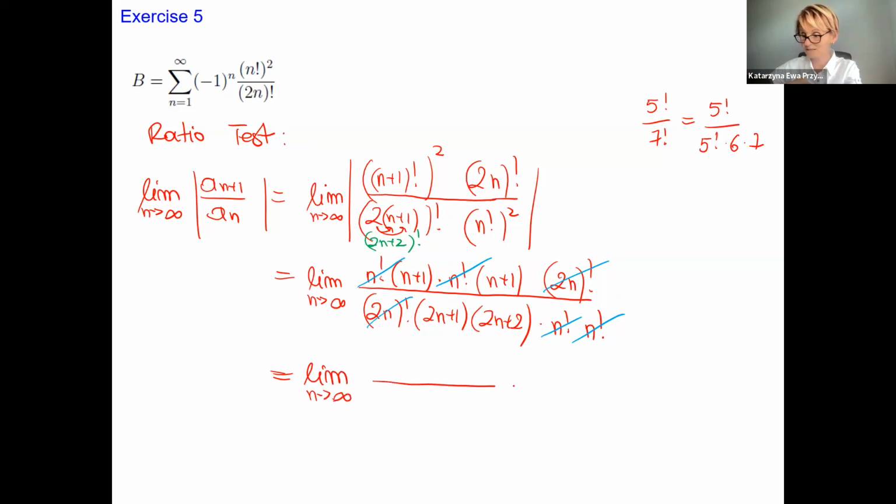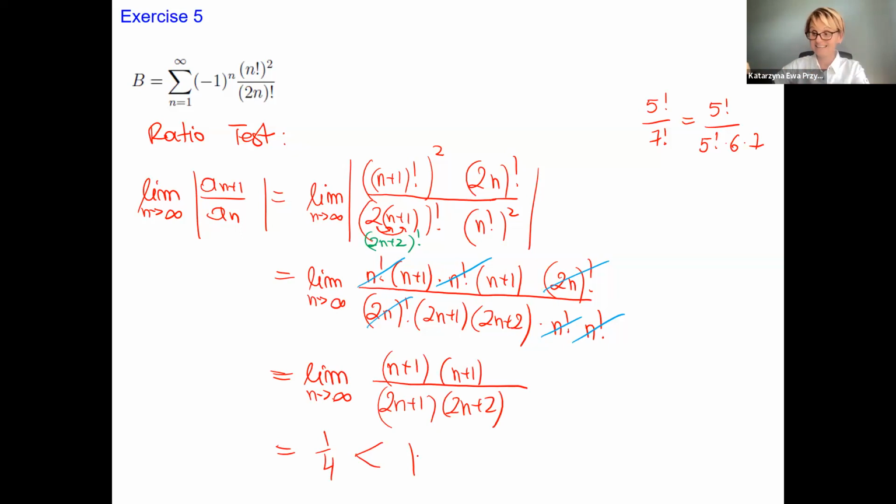It is the limit of (n plus 1)(n plus 1) over (2n plus 1)(2n plus 2), less than 1. Always be careful to copy everything. Okay, what is the limit? n squared versus 4n squared when we distribute everything. Yes, 1/4, less than 1.